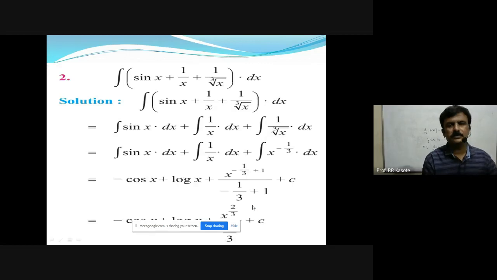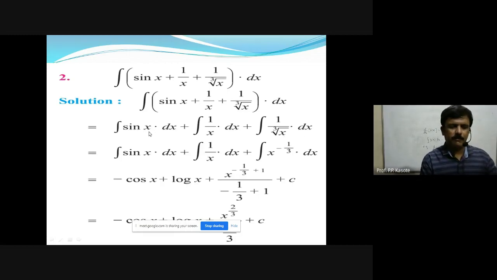Example number 2. Here also we are asked to evaluate the integral of sine x plus 1 upon x plus 1 upon cube root of x into dx. So you can observe that there are three different terms, three different functions in a round bracket. So let us evaluate their integral separately. That is, integral of sine x dx plus integral of 1 upon x dx plus integral of 1 upon cube root of x dx.